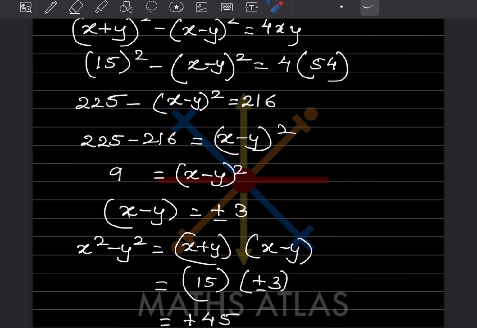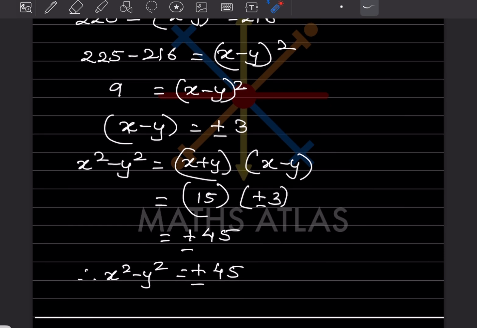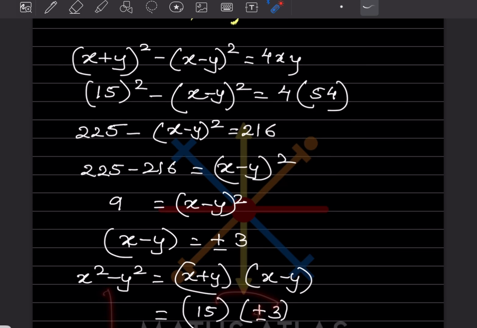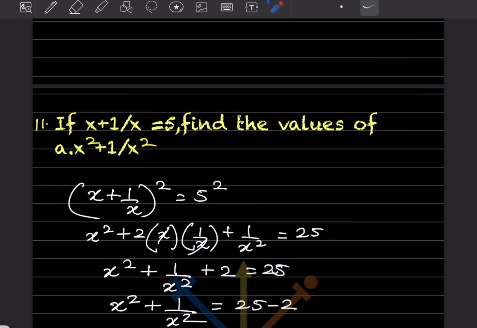So now you know the value of x plus y, that is already given as 15, and here we got x minus y, that is plus or minus 3. So this is going to be plus or minus 15 3s are 45. So x square minus y square is plus or minus 45. That is, you have to find the value of x square minus y square.